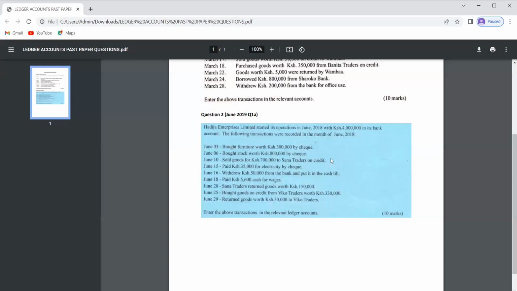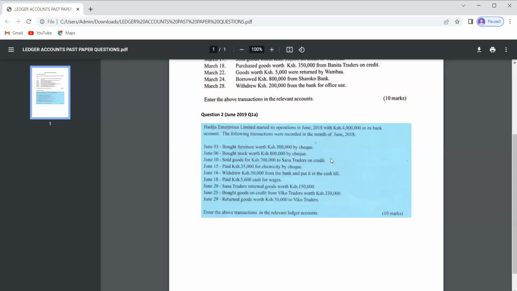Sana Traders returned goods worth 150,000. Remember, Sana Traders is still appearing on June 10th. The first transaction with Sana was on the 10th, and now it is being repeated on the 20th. But on the 10th, we sold goods. On the 20th, the customer is returning.